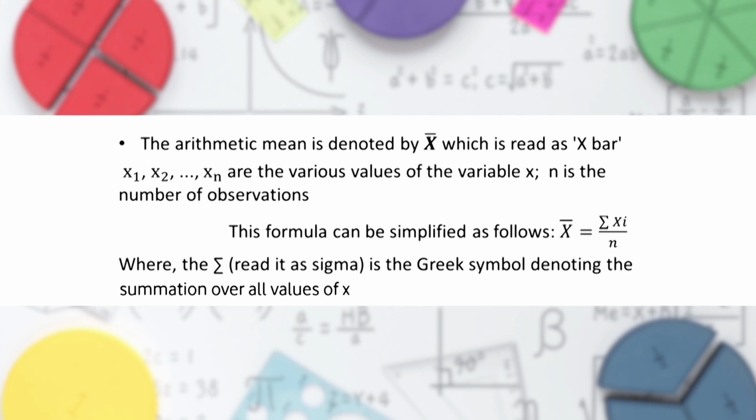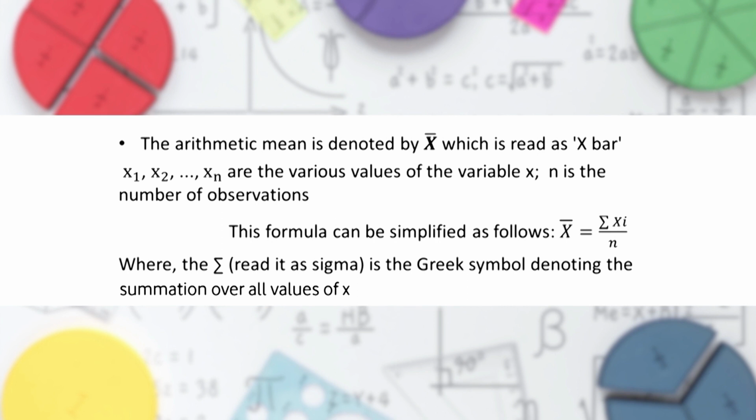So mean is denoted as x bar, and the values of the variable are denoted as x1, x2, x3, and since I said you have to add up the values of all these variables, when we sum up, the summation is denoted as sigma in statistics. So why am I telling you?